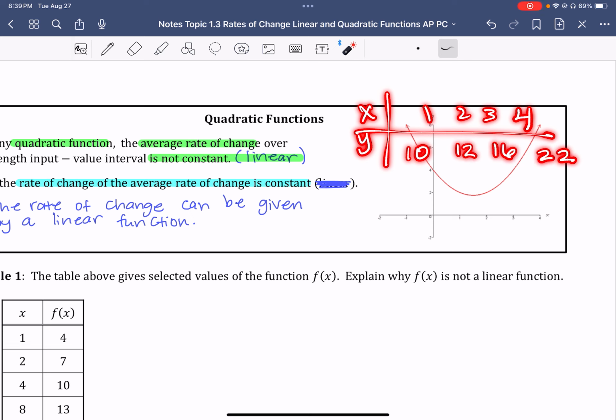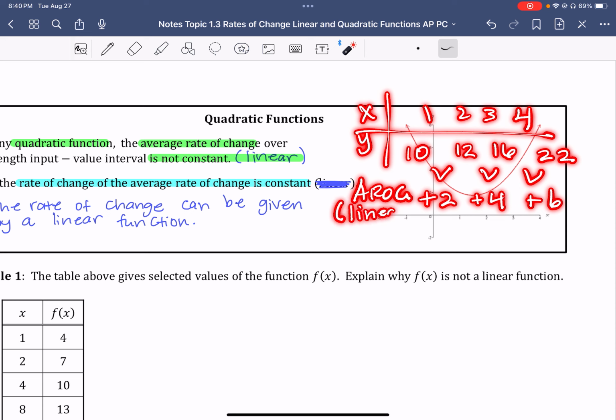So I'm going to start by finding my average rate of change, which means that I have to find my changes in y. So I know that to get from 10 to 12, I add 2, 12 to 16, add 4, and 16 to 22, I'm going to add 6. The first time you do this process, that's going to be your average rate of change. Those changes, you see that they are not constant. You got 2, 4, and 6. They are not the same number. Your average rate of change for quadratics is going to be represented by a linear function.